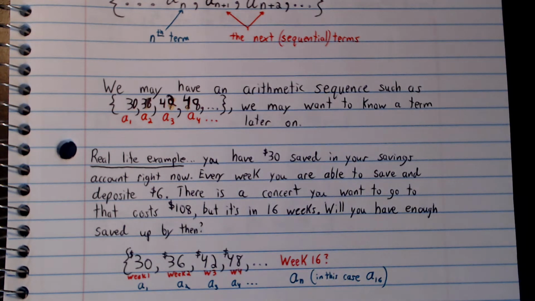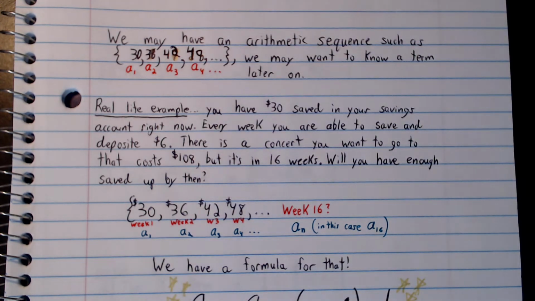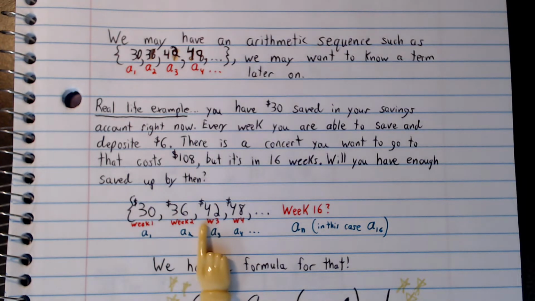So here's a real life example of this. Let's say that you have $30 in your savings account right now. Right now in your account, that's what you have. Maybe it's your piggy bank, whatever. But every week you're able to save and deposit into that savings $6 more. So you start with $30 this week. The next week you have $36. The next week you put another $6, you're up to $42.